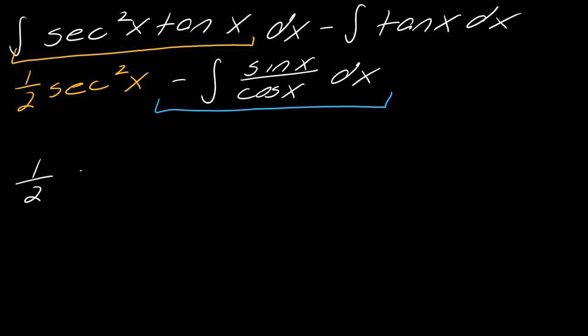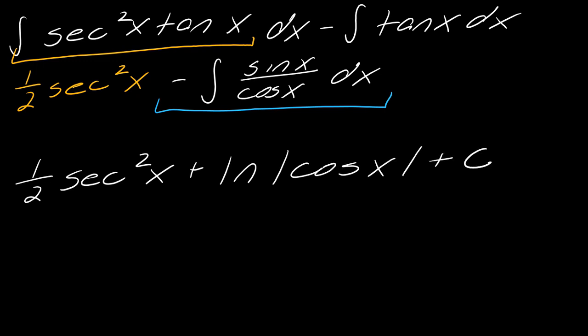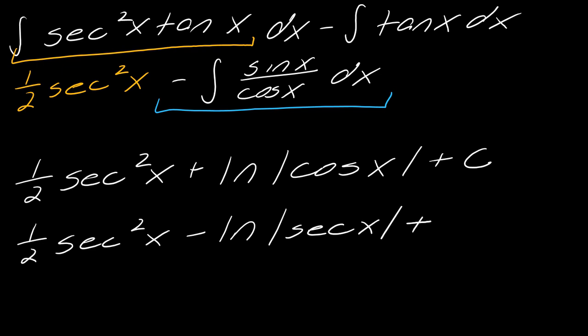Okay, so we have this 1/2 secant squared x, which we said already had another form. So I could either have plus the natural log of cosine x plus c, or I could have had minus the natural log of secant x plus c. Or I could have had, right, this could have been tangent squared. So they're actually all equivalent. So that is fun, right? So, okay, cool.